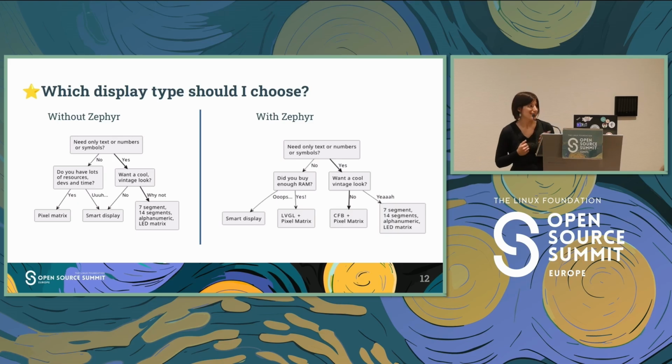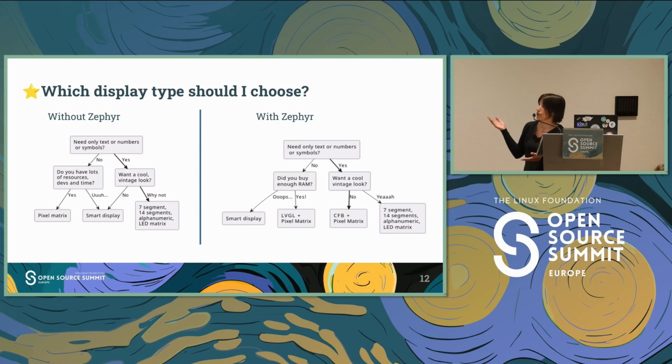Okay, so that makes a very interesting choice with lots of different options. Of course, before using Zephyr, I would have gone for the alphanumeric type of display because, well, I didn't need lots of advanced graphics. I could tolerate the look of an alphanumeric old school display, and I absolutely have no resource and development time to handle the integration of a full beautiful pixel matrix display.